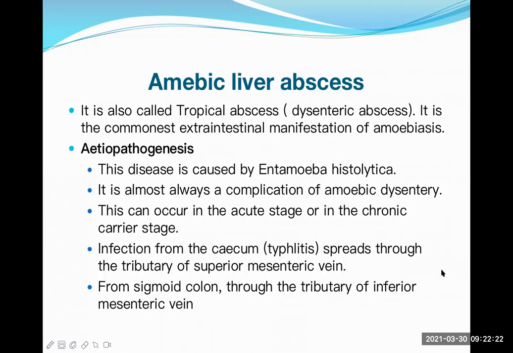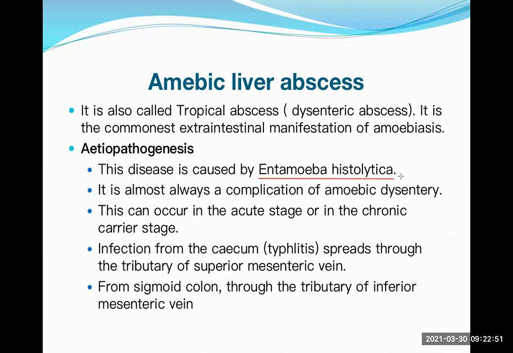Now, with this, let's enter into another type of liver abscess. It is amoebic liver abscess. The causative agent here is Entamoeba histolytica. Now see this, Entamoeba histolytica. So what type of organism is this amoeba? It belongs to which type of organism in microbiology and parasitology? What is the classification?